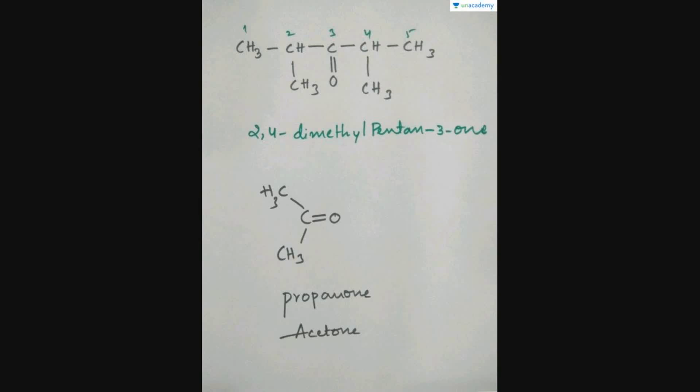So this is a parent chain. We number the parent chain. This is how we number it. Now here we have 2 substituents, so write it as 2,4-dimethyl. We have 5 carbons, so it is pentane and 3-one. Here 3 carbons, so it is propanone, and the common name for this is acetone.